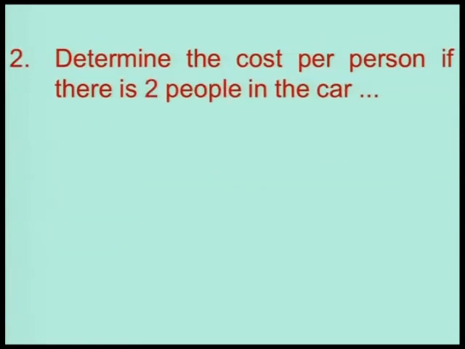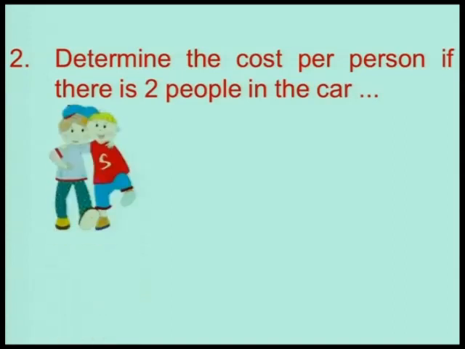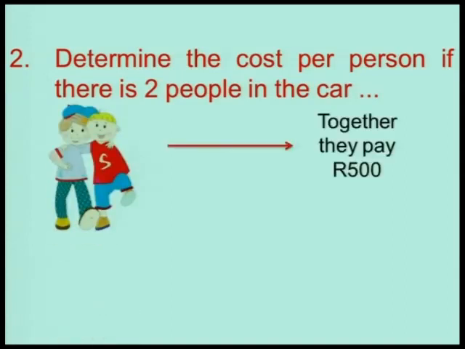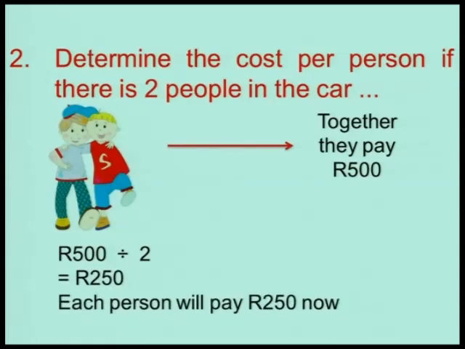Determine the cost per person if there's two people in the car. That means these two people will pay 500 Rand together. They will share the cost. If they share something, that means division. So therefore it will be 500 Rand divided by 2, which will amount to 250 Rand per person. So each one of them will pay 250 Rand.